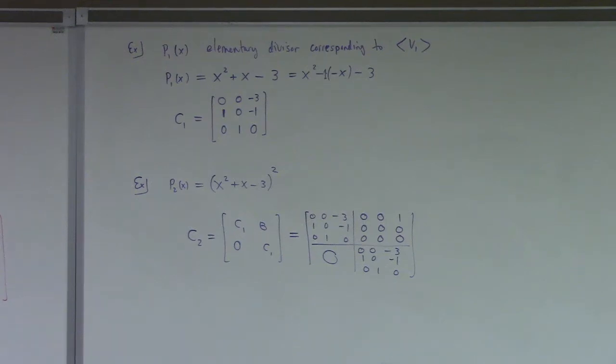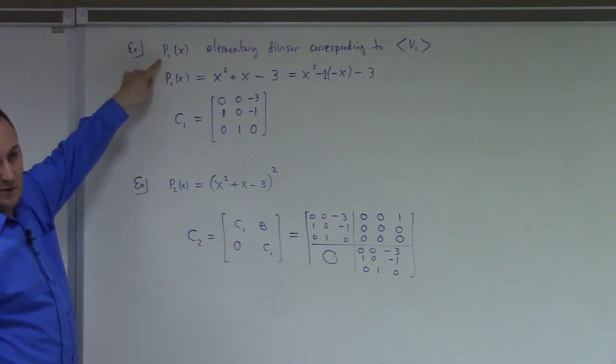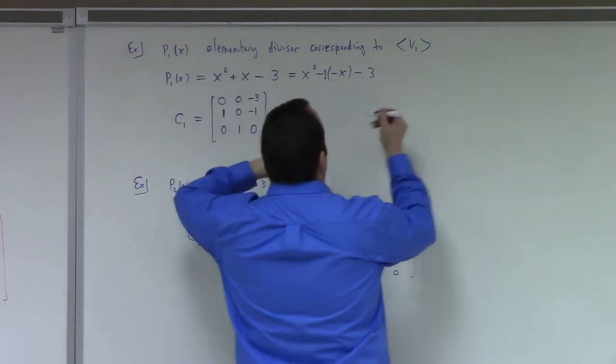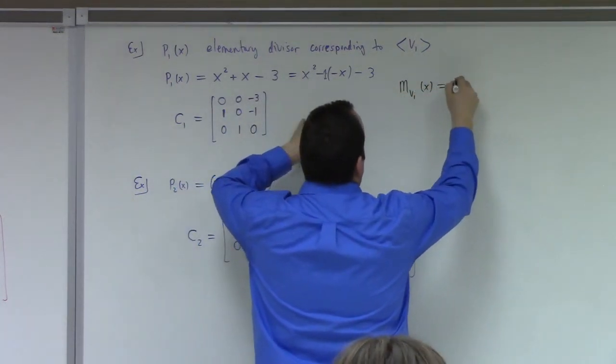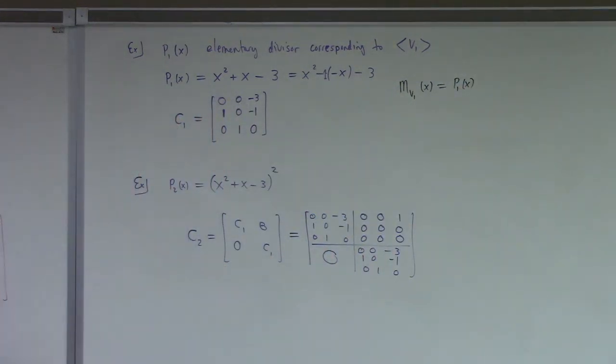what did we say? This P1 of x is called the what? This is called the order, right? This is the order of v1. If I recall correctly, we had the notation m_v1 of x is equal to P1 of x, yeah? I believe. But I'm a little rusty. All right, so let me move on.